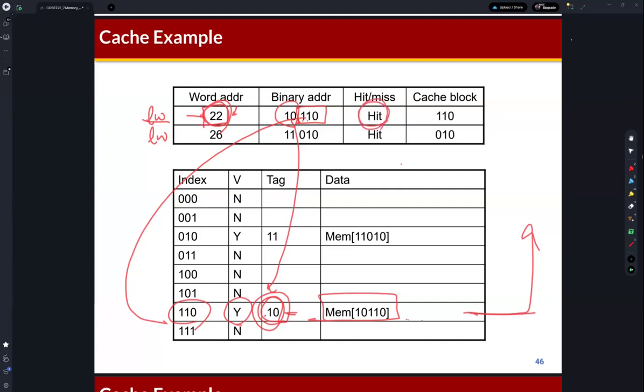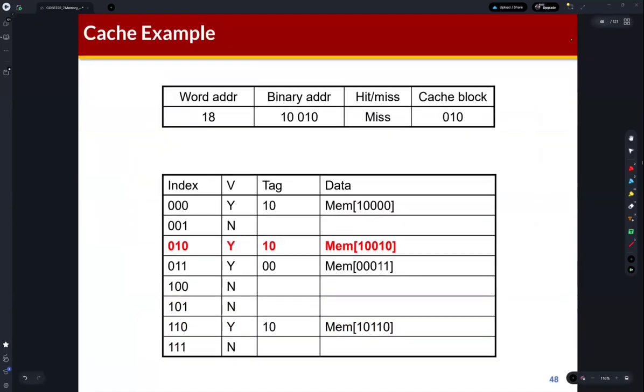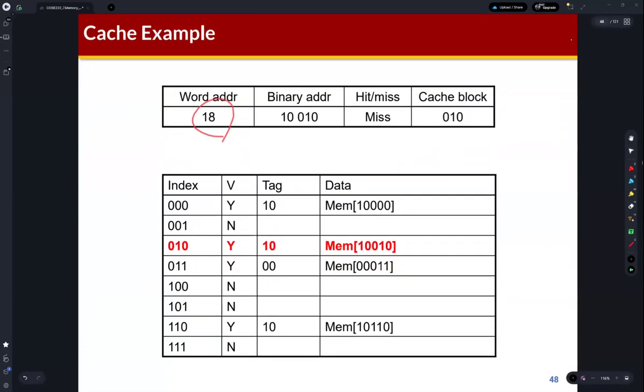Then the result is a cache hit. 26 is the same, right? Because the index is here, and then it's valid, and the tag is matched. And then 16, 30, 16. So also you can figure out the result of the cache access. And then 18. So what is different? In the 18, the index number is 010. So it's the same.